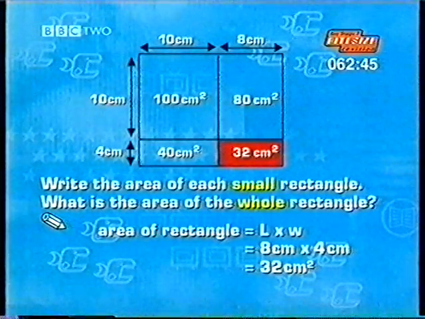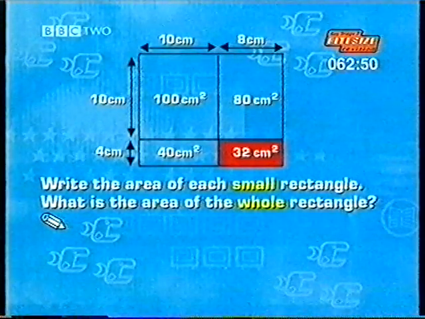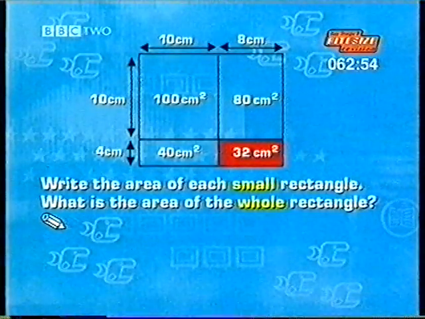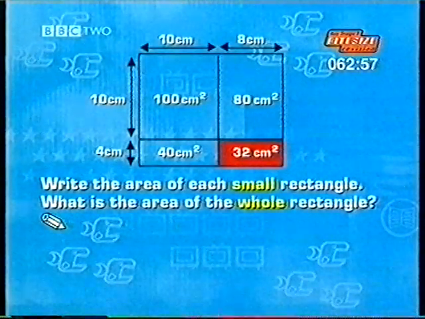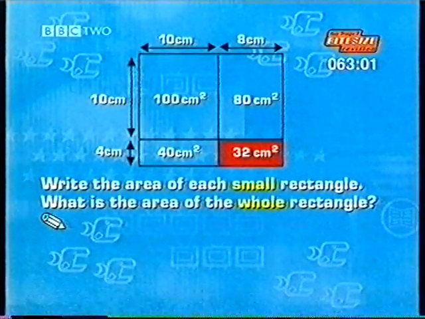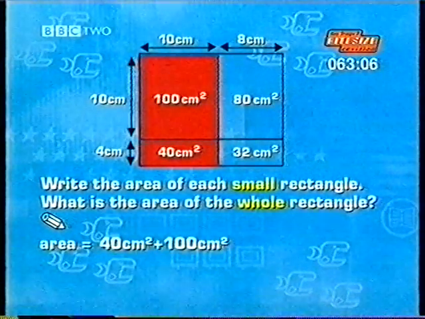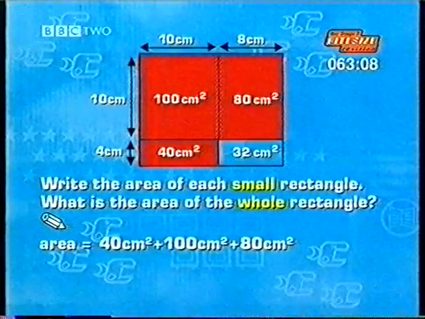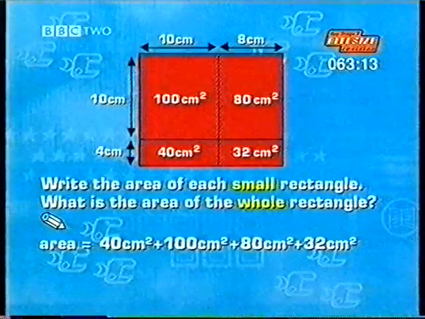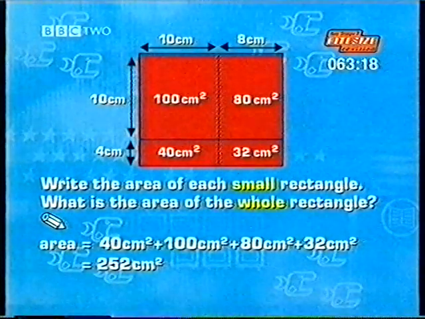Now, remember that area measures space covered, so each of these areas tells us the space covered by each of these small rectangles. So to find the area of the whole large rectangle, you can just add up the areas of the smaller rectangles that make up the large one. So that's 40 square centimetres, plus 100 square centimetres, plus 80 square centimetres, plus 32 square centimetres. And that comes to 252 square centimetres.